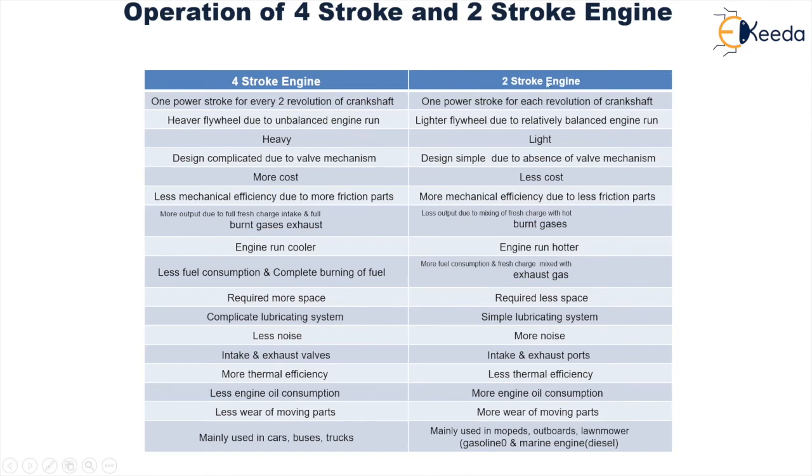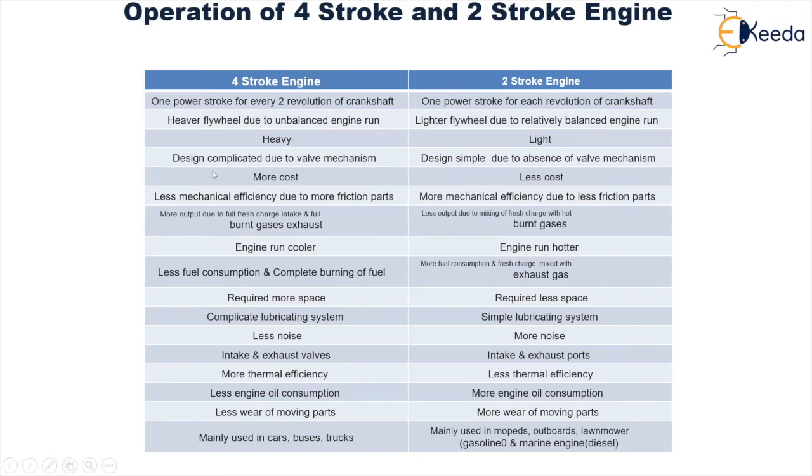The flywheel is heavier since this engine is unbalanced, because 2 revolutions of the crankshaft are taking place in order to generate a single power stroke. Hence, some unbalancing takes place over here, because of which a heavier flywheel is required. Whereas in the case of a two-stroke engine, a lighter flywheel will serve the purpose. Because of a heavier flywheel, the overall weight of the engine is heavy in this case, and the overall weight of the engine is lighter in this case.